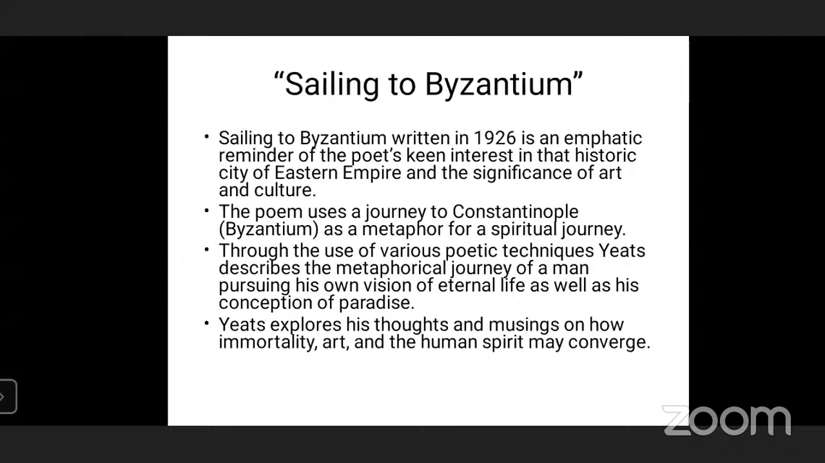Sailing to Byzantium, written in 1926, is an emphatic reminder of the poet's keen interest in that historic city of the Eastern Empire and the significance of art and culture. He's talking about Byzantium, which was once the hub of art and culture. I think you have gone through the fall of Constantinople. Constantinople was once the hub of literature, art, and culture in its fullest form, but after its fall, it lost its grace. So it is a reminder of that particular time.